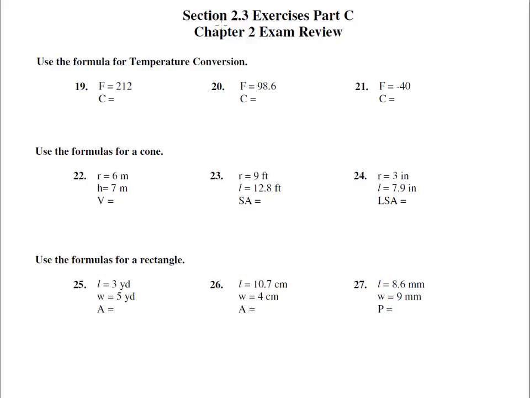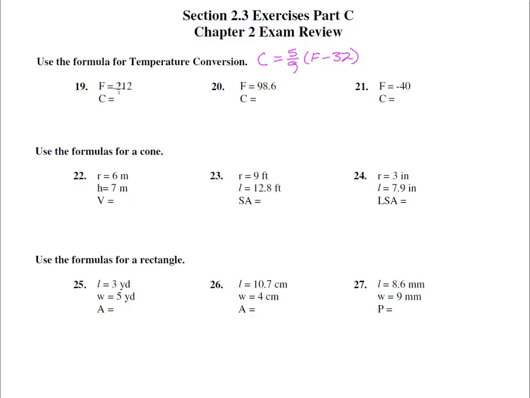Here we are in section 2.3 exercises, part C, and we're reviewing for the chapter 2 exam. Here we are using formulas again on 19 through 27. Number 19, use the formula for temperature conversion. This formula is Celsius equals 5/9 (Fahrenheit minus 32). This was found from your textbook and will also be on the formula sheet for the exam.